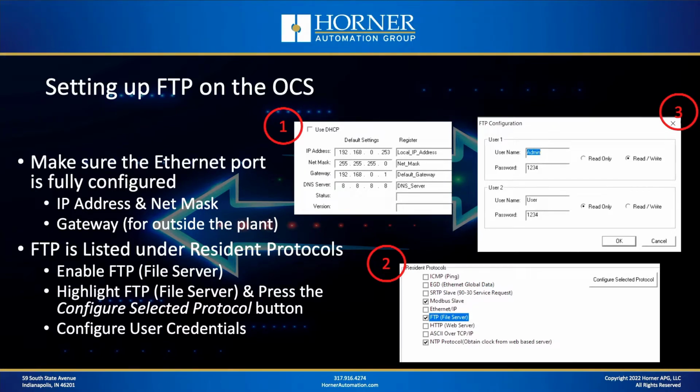But once you've set up Ethernet like you normally would, the next step is to go to the resident protocols there in the Ethernet configuration and make sure that FTP is selected. And then once you've highlighted that and pressed the Configure Selected Protocol button, then you just need to add in the login credentials, and you can add up to 2. And what I typically do is I'll add a read-only login credential and a read-write login credential. That gives the most flexibility. And generally, since most of the transfers are done from a machine or from a computer, 2 sets of credentials is plenty. So that's really all that's required on the OCS side of things to set up FTP.